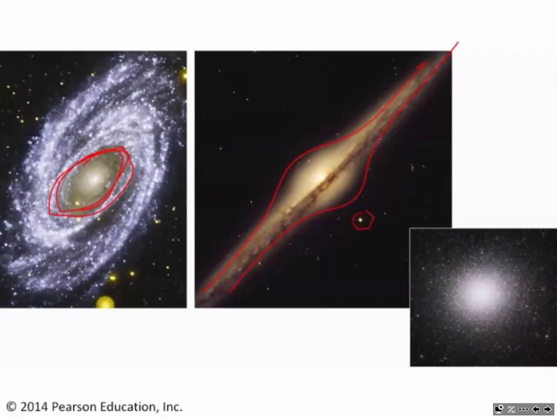It's worth noting here that not all galaxies are spirals. This little fellow right here is a globular cluster, and this globular cluster is like a very small galaxy. It has only about 10 million stars.